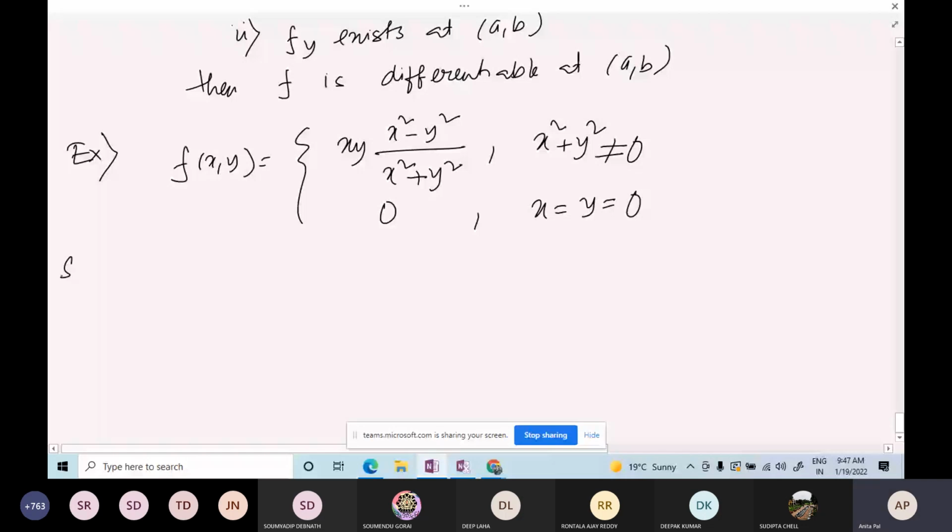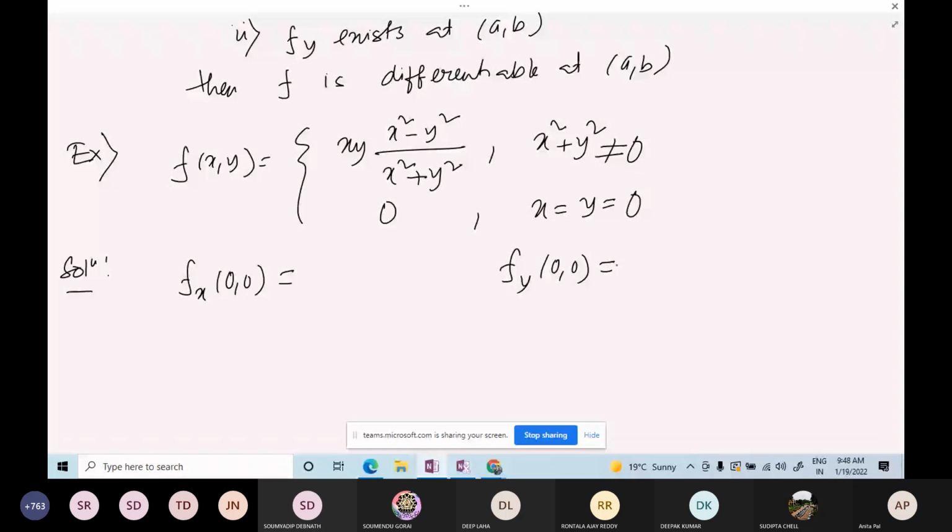Like the previous sum, here also we have to find out what is fx(0,0) and fy(0,0). Both we need to find out. What is fx(0,0) and fy(0,0)? Both are 0.